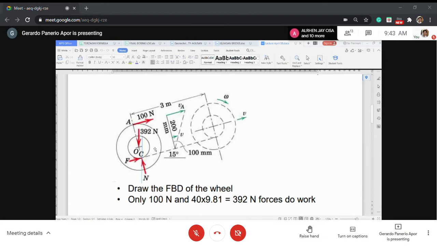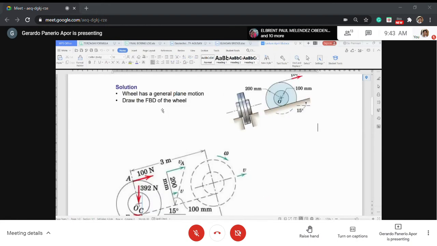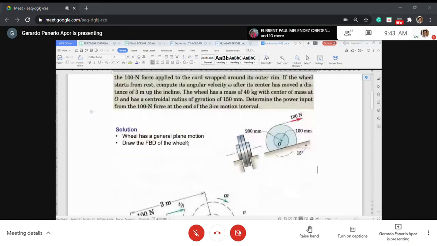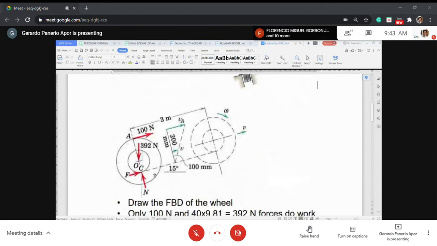Okay, so there's that red arrow. Another red arrow is the gravity. This is 392 Newton. Now, if you notice, what is that 392? It's not given in the problem, but there is that 40 kilogram. So if you multiply 40 by 9.81, because kilogram is not a force, that's a mass, 40 times 9.81, supposedly 392.4, no? But the author here feels lazy to write the decimal point, so you just write 392, no?